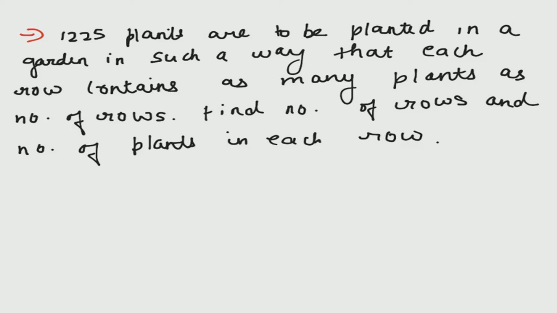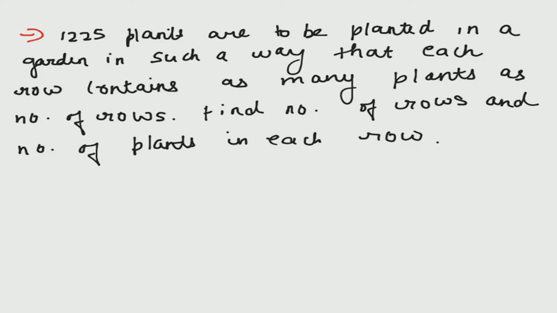So the next question is: we have 1225 plants that we have to plant in a garden in such a way that each row contains as many plants as the number of rows. So it means the number of rows and the number of plants should be the same, and we have to find out the number of rows and the number of plants. We are given that the number of plants to be planted is 1225. So we have to divide it into an equal number of rows and an equal number of plants. So how will we proceed?